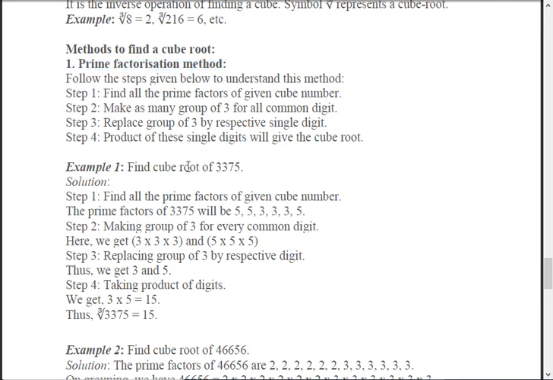So for example, find the cube root of 3375. Find all the prime factors of the given cube, make groups of 3 for all, and replace each group of 3 by the respective single digit. That's it. So 3375 is 5 into 5 into 3 into 3 into 3 into 5. So two groups, one of 3 and the other of 5. So 5 into 3, taking 1 from each group, is 15. So the cube root of 3375 is 15.